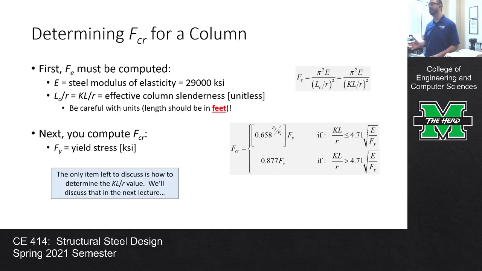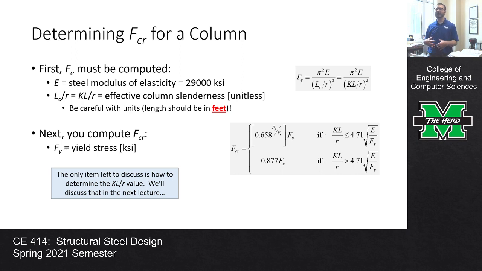Here's what the equations look like. This is just in the spec, I'm just rewriting it. So if you want to determine F critical for a column, the first thing you have to do is compute Fe. Fe is just pi squared E divided by (KL over R) squared. E is the modulus of elasticity, the Young's modulus for steel. That is 29,000 ksi. I want that number burned into the back of your memory by the time that you get out of here. And once you get Fe, you compute F critical.